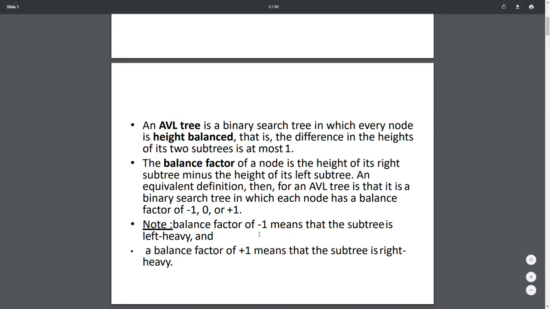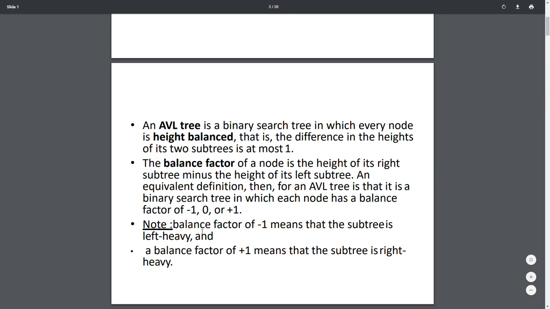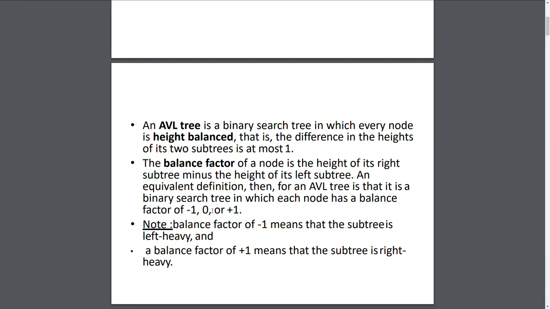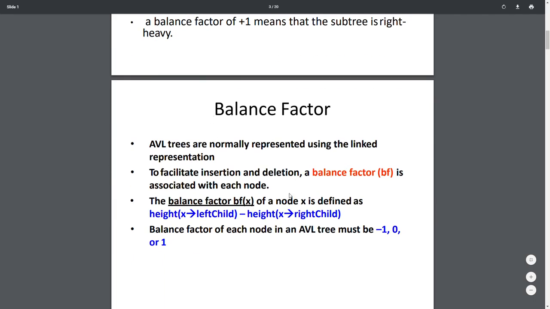So AVL tree is a binary search tree with balance factor -1, 0 and 1. The definition of AVL tree is: a binary search tree in which all the nodes have balance factor -1, 0 and 1. If the tree is not balanced, then we have to balance the tree using rotation. If any node has balance factor -1, that means the tree is left heavy. If any node has balance factor +1, that means the tree is right heavy. If any node has balance factor 0, that means the left subtree and right subtree both have the same number of nodes.